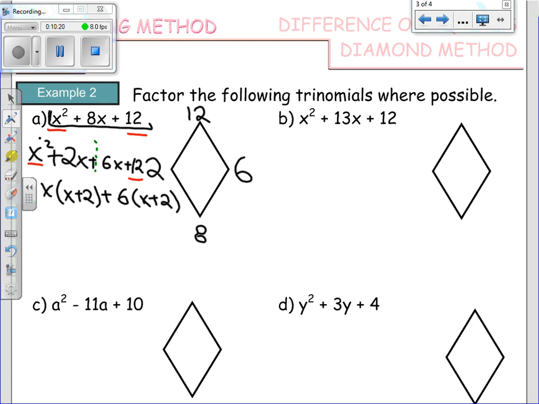So now what are we left with? What can we factor out of this and this? You got it. x plus 2 comes out. You're left with x plus 6. Now you factored a trinomial into two binomials.